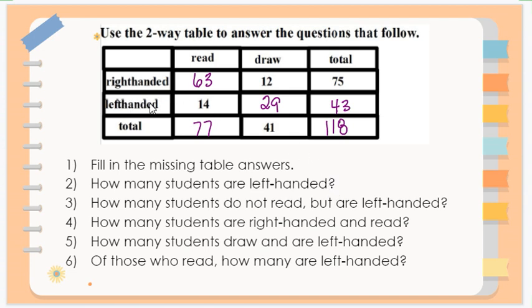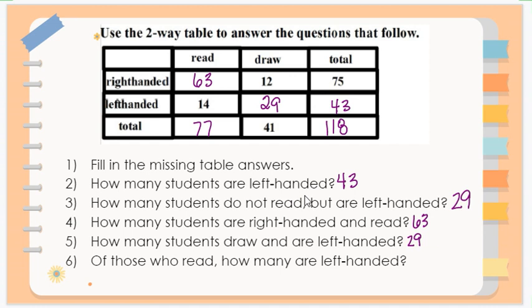All right, so how many students are left-handed? I'm going to go to left-handed, which is a row, and go to the total, which would be 43. Number 3, how many students do not read but are left-handed? If you don't read, that means you must draw, and left-handed would be 29. So draw column, left-handed row, 29. Number 4, how many students are right-handed and read? So right-handed row and read column would be 63. Number 5, how many students draw and are left-handed? So draw column, left-handed, 29.